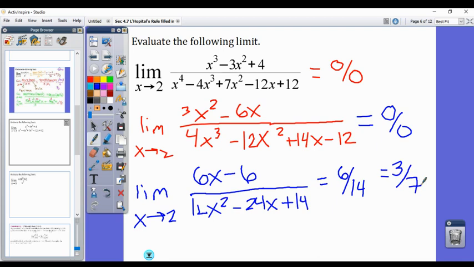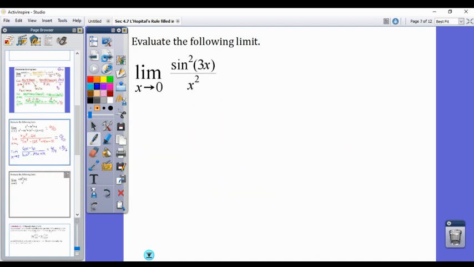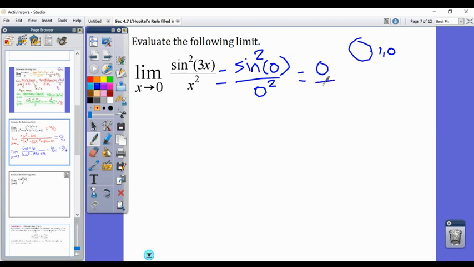Okay, let's do another example. All right, so if I substitute in 0, I'm essentially evaluating sine at 0. And sine at 0, remember on our unit circle, that's going to be (1, 0). So sine at 0 is 0. So even though it's squared, 0 times 0, it's not going to matter. So we're going to end up with 0/0. Okay, so let's go ahead and apply L'Hopital's rule.